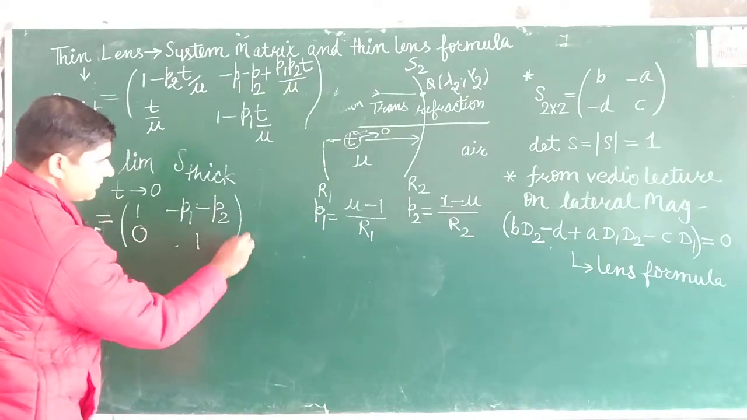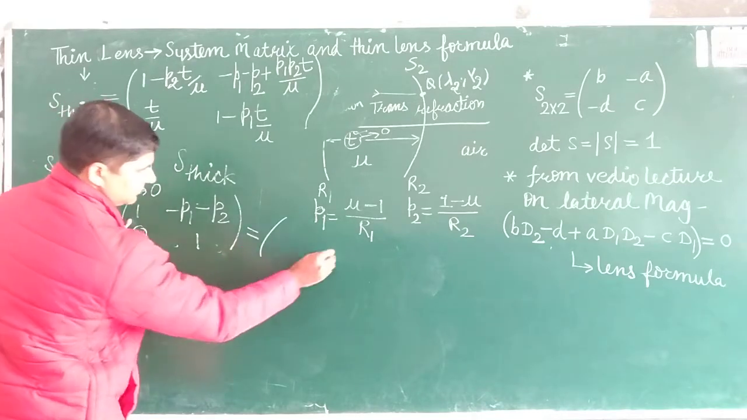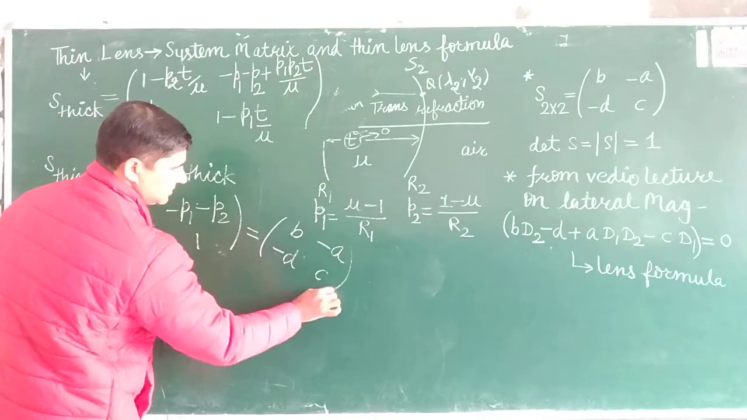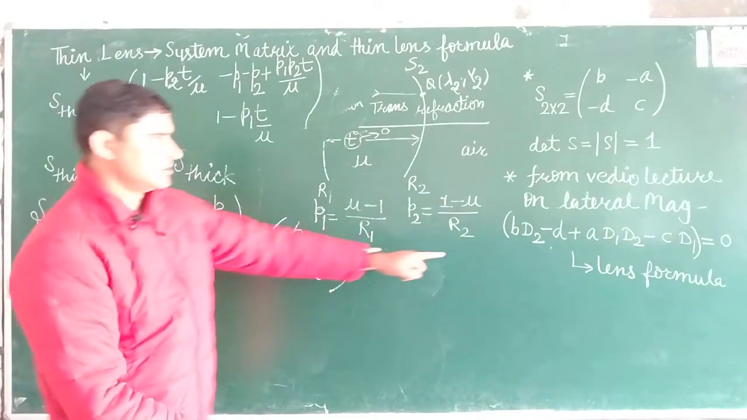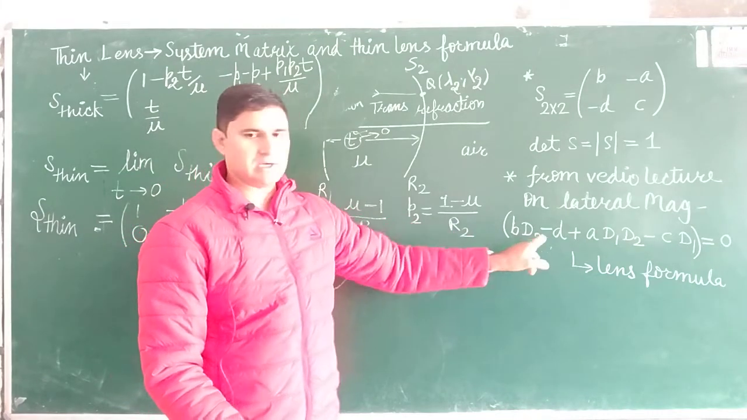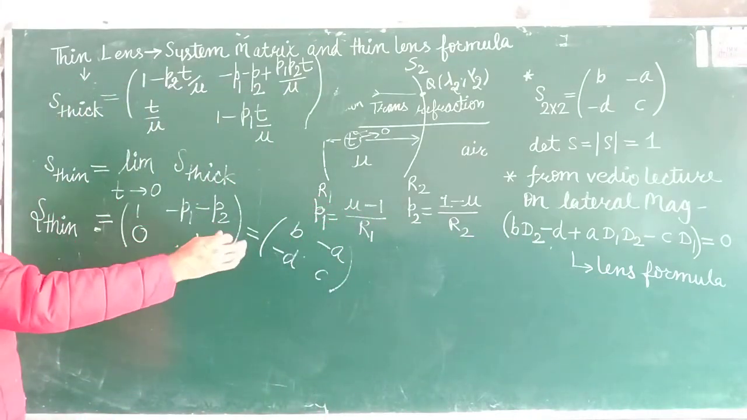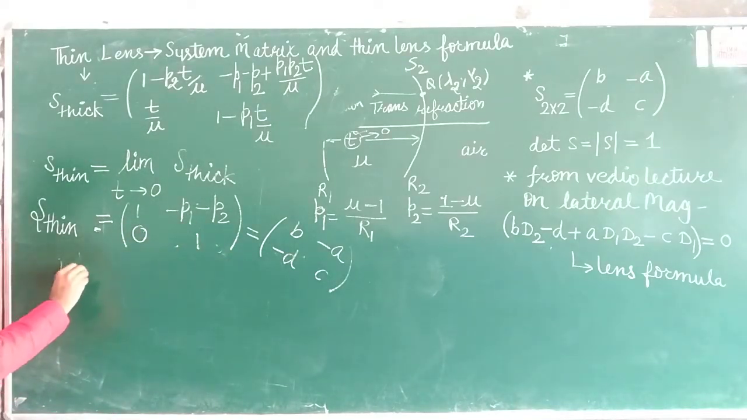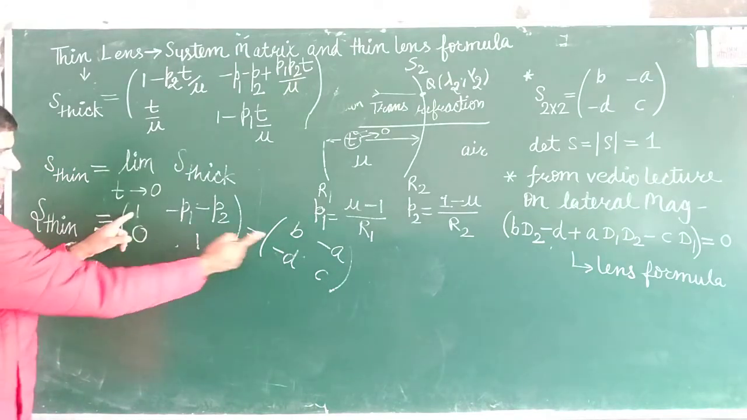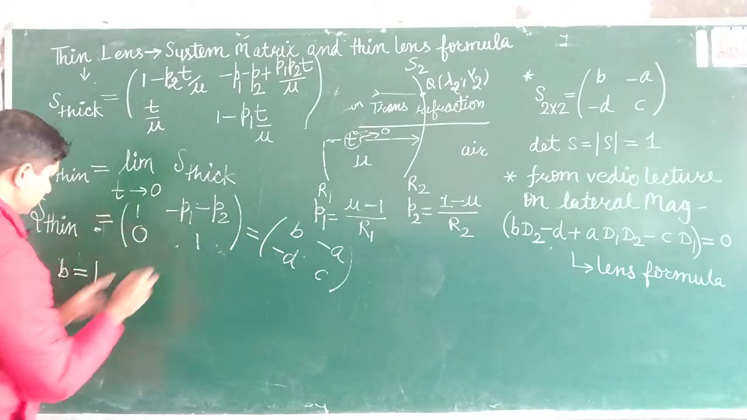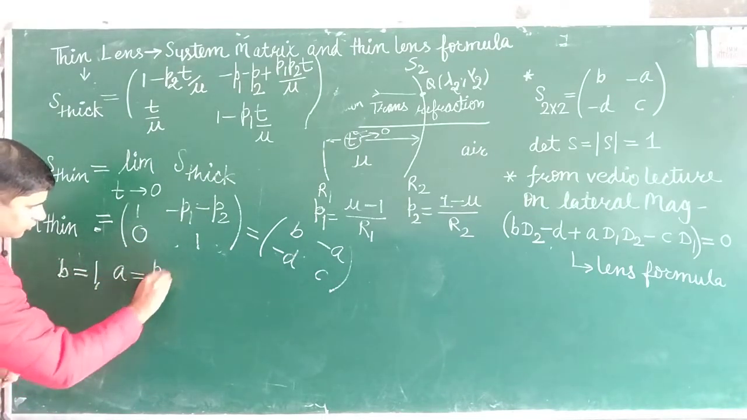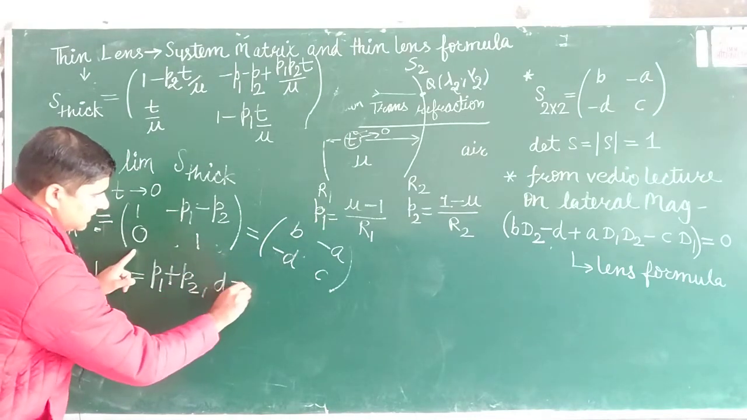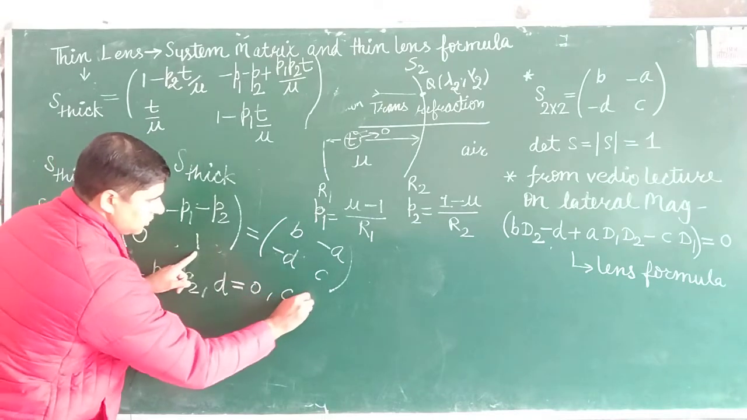So here we are to compare these elements with minus A, B, C and minus D, so that we can put the value of A, B, C here and find the relation between D1 and D2 and solve this relation further. Okay, so if you compare the corresponding elements, then you will get B is equal to 1, and minus A equal to this, so A is equal to P1 plus P2, then D equal to 0, and C is equal to 1.